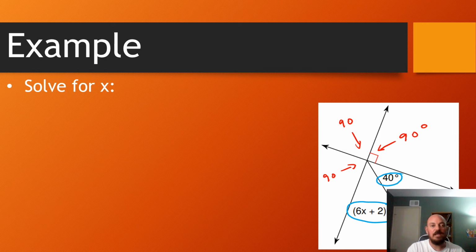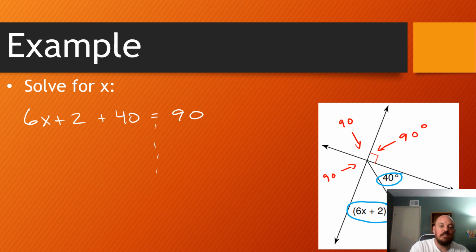So those two angles that I circled in blue are what we call complements or complementary, and they add up to 90. So to solve this one, I'm going to add them up. I'm going to say 6x plus 2, that's one of them, plus 40, that's the other one, has to equal 90. And there's my equation to solve.